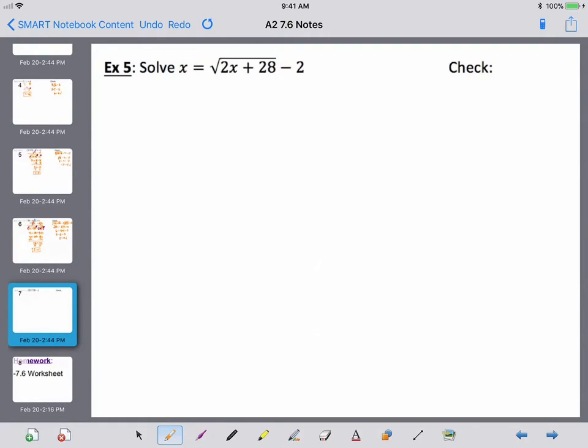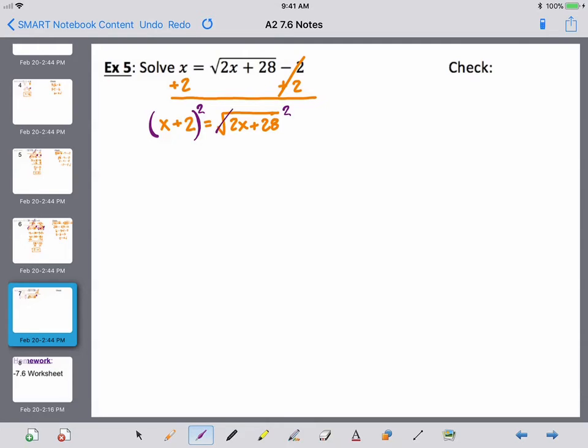All right, last but not least, example 5 is the toughest one we're going to look at in this video. First, we've got to isolate the radical. So if you look at this, we've got to add this 2 over, and those will end up canceling. And we're left with x plus 2 equals the square root of 2x plus 28. Now to get rid of a square root, we've got to square that side, and then we have to square the other side as well.